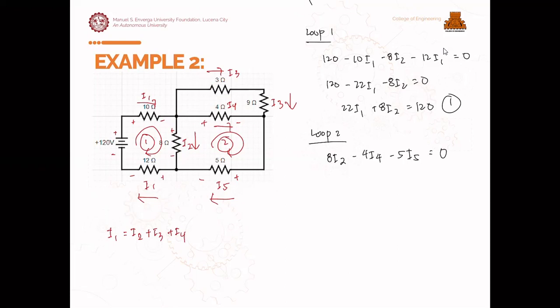Then here at this node, I4 enters, I3 enters, and it becomes I5. So I5 is equal to I3 plus I4.